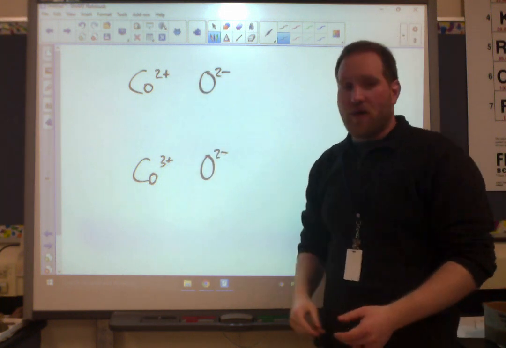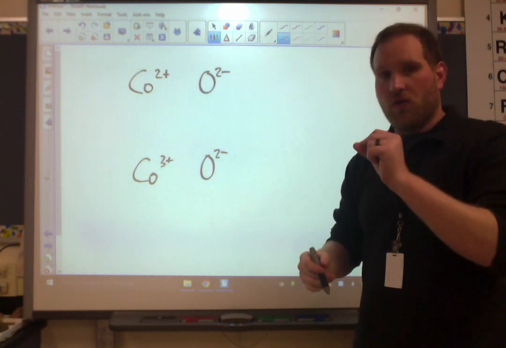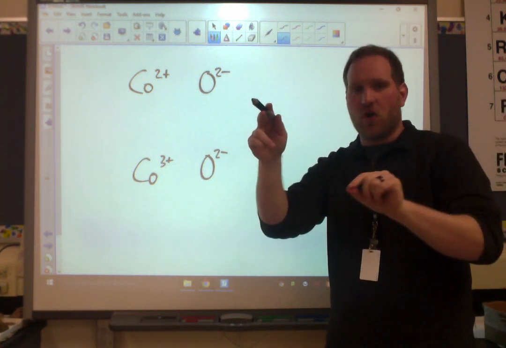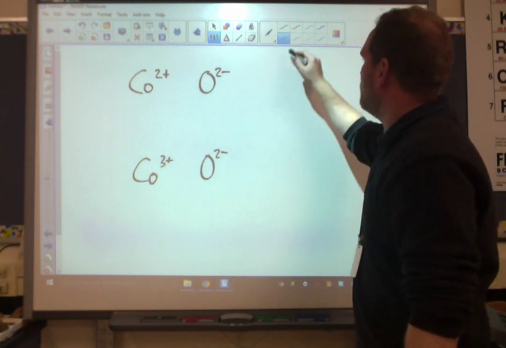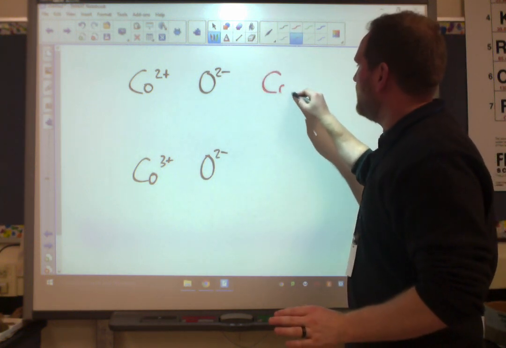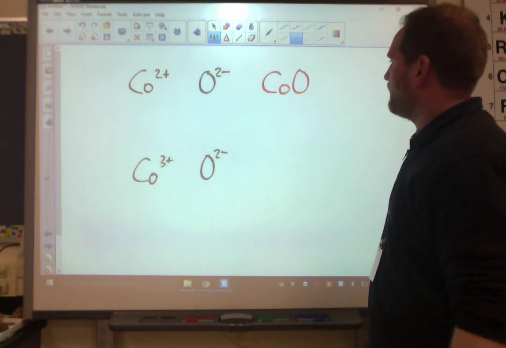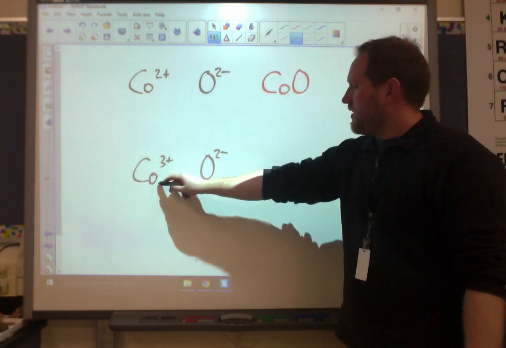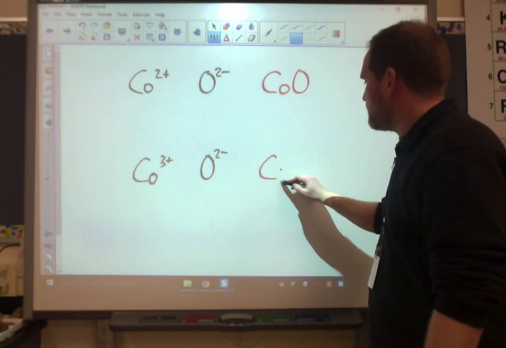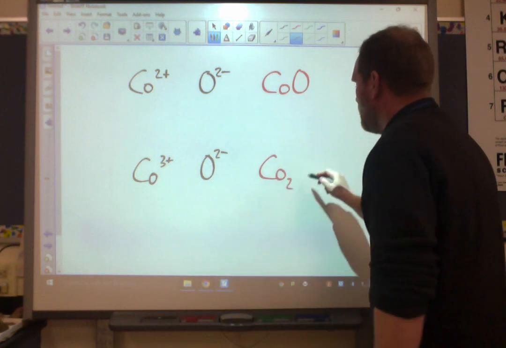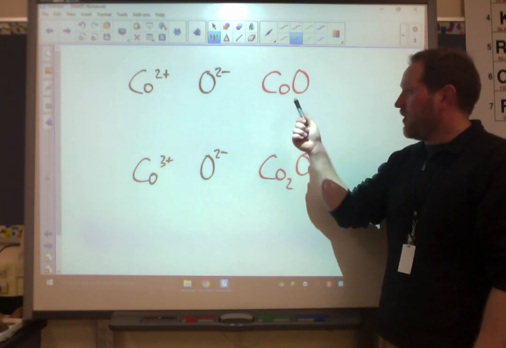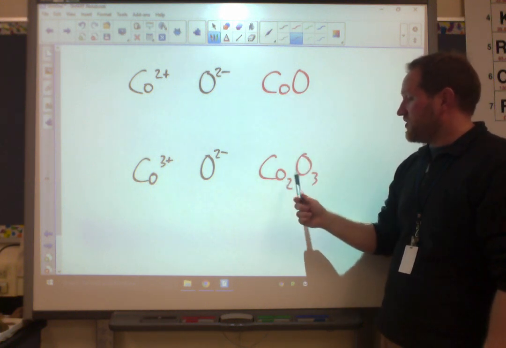Well, it's 2 plus and 2 minus. They balance out. It's going to be CoO. Or if you crisscross it, you can do that, but then you have to simplify it. So Co2O2 becomes CoO. And make sure you're careful about how you write that. It's capital C, lowercase o, capital O. This one down here is going to be a 3 and a 2. You crisscross them, and it's going to be Co2O3. Now this one is going to be called cobalt 2 oxide, and this is going to be called cobalt 3 oxide.